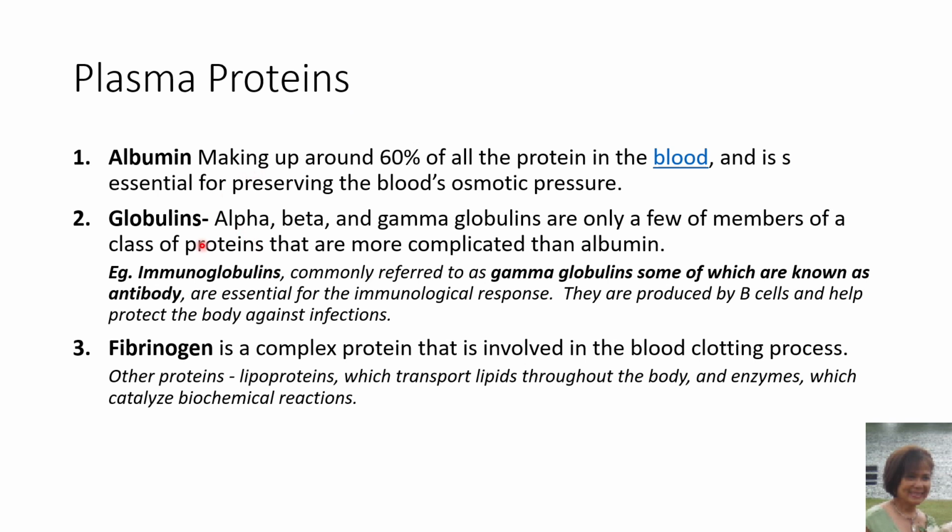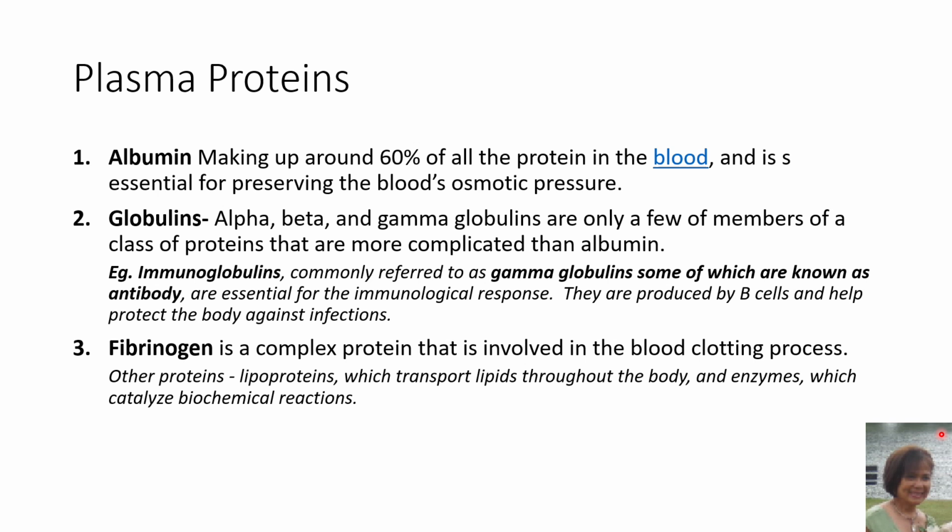We've discussed already the albumin. Let's get into globulin. The globulins would be less, and they are made up of the alpha, beta, and gamma globulins, which are only a few of the many subtypes of proteins that are really more complicated than albumin. We have the alpha globulin, which includes a protein called alpha fetoprotein, which is generated by the fetal liver and is utilized as a marker for certain cancers.